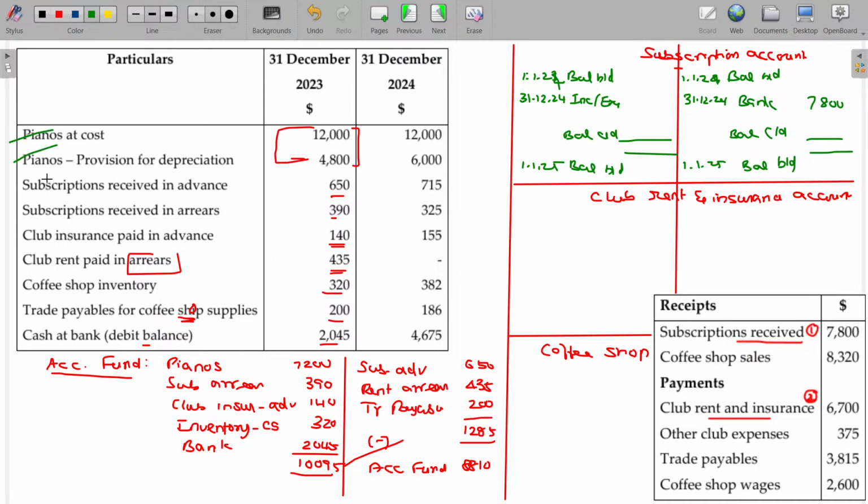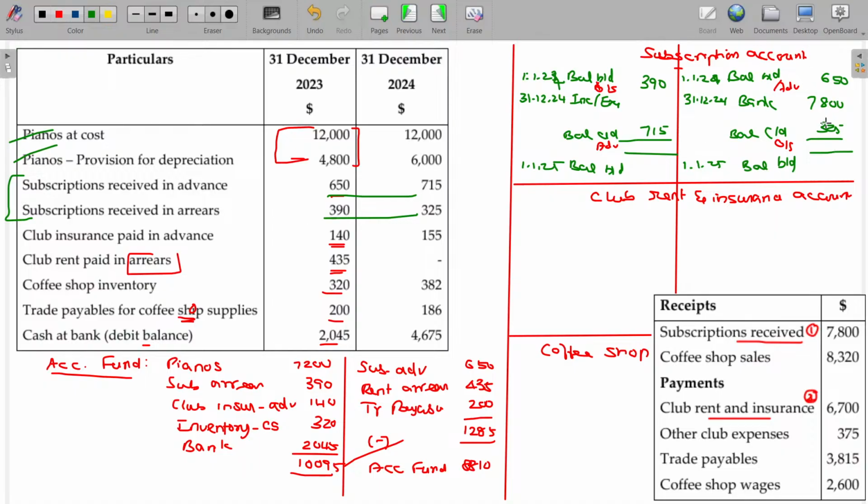And subscription received in advance, these two. So advance being your liability, outstanding being your assets. So we have been given the advances, these two, 650 and 715. These two are the liabilities, and arrears being assets, 390 and 325.